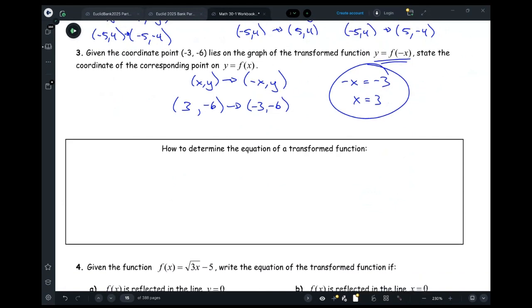So how do you determine the equation of a transformed function? Well, what we're going to do here is you're going to identify the replacements.